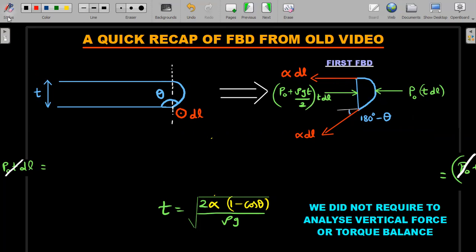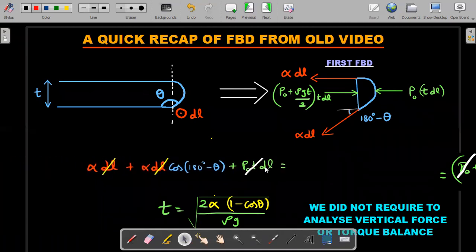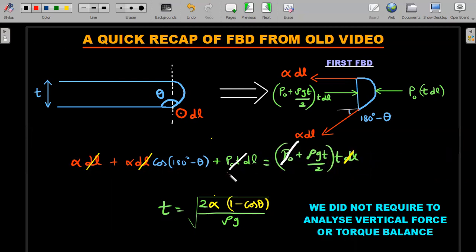Okay, so when you balance the horizontal forces, listen to me very carefully, all the horizontal forces, these were all leftward forces, and the rightward forces were this. So when you balance these two and cancel out the dL that I had taken everywhere and rearrange, you end up getting this expression. And please remember, a lot of students commented in that old video also, sir, who is balancing the vertical forces? We didn't need to, but there is someone balancing the vertical forces also.